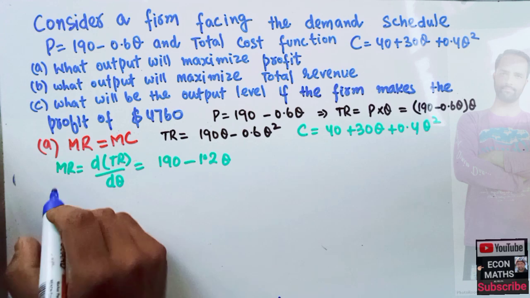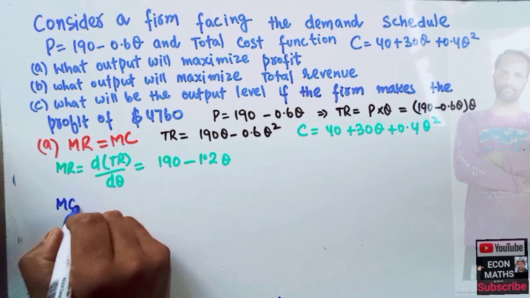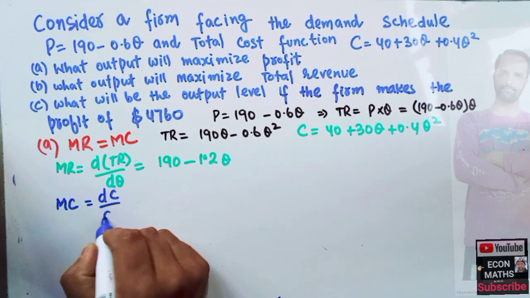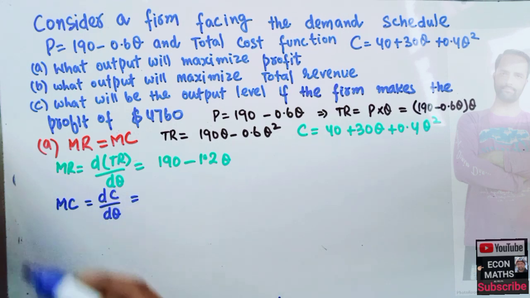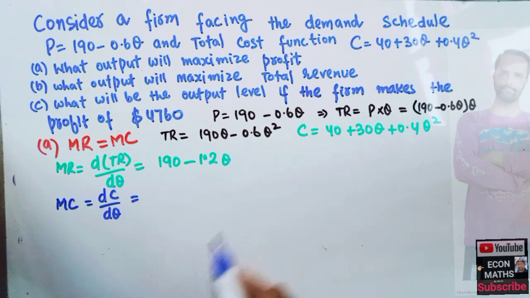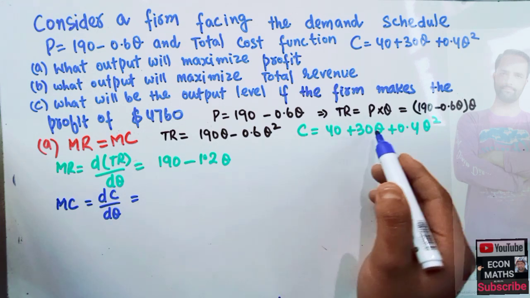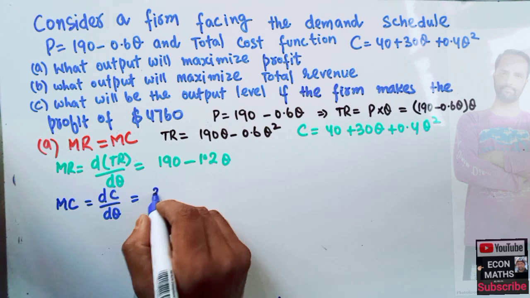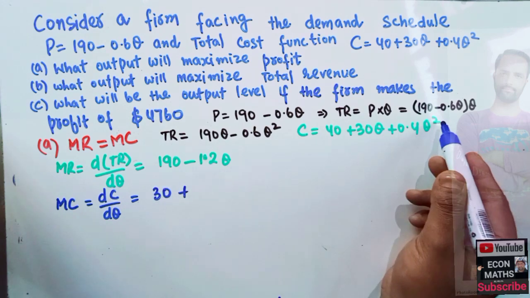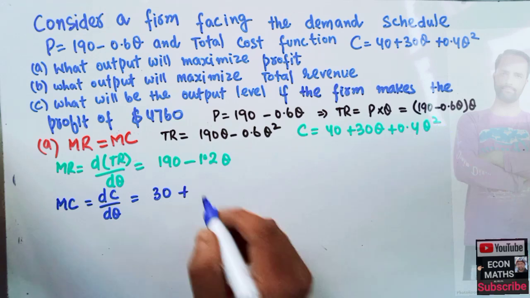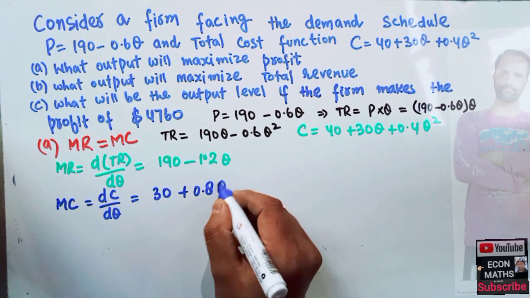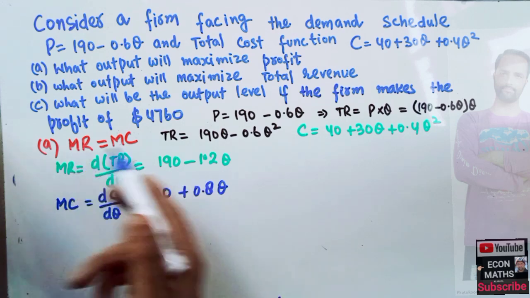Now similarly, what will be the marginal cost? Simply the derivative of the cost function with respect to output gives us the marginal cost. This is our cost function. Take the derivative with respect to Q. The derivative of a constant is 0, the derivative of Q is 1, so we are left with 30 in the second term, plus the derivative of Q square will be 2Q, so 2 into 0.4 is 0.8Q here.